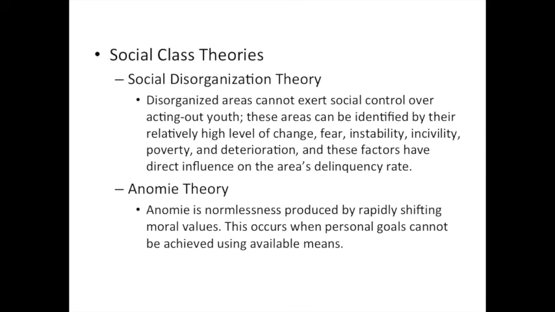Anomie is normlessness produced by rapidly shifting moral values. This occurs when personal goals cannot be achieved using available means. Now, normlessness produced by rapidly shifting moral values. So, let's say a person has moral values.